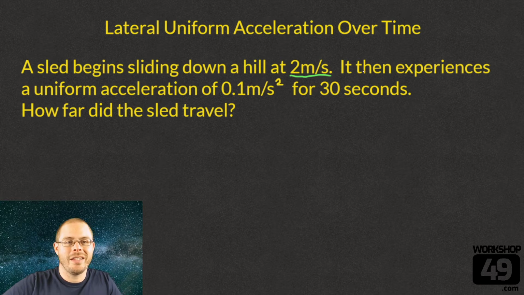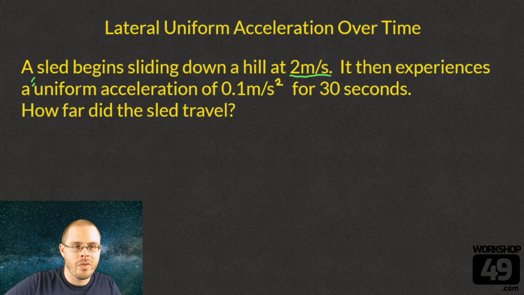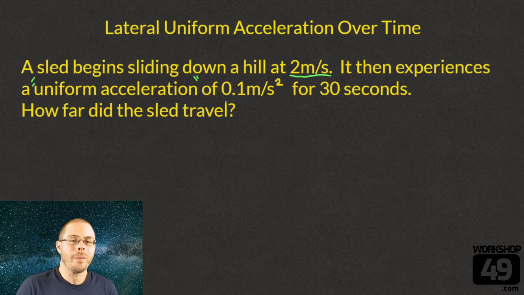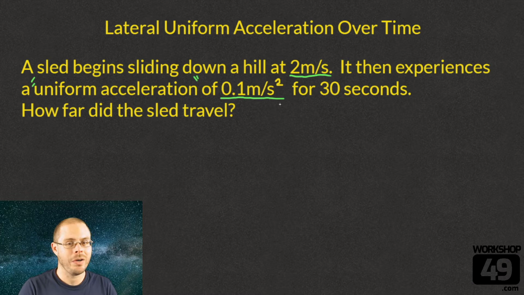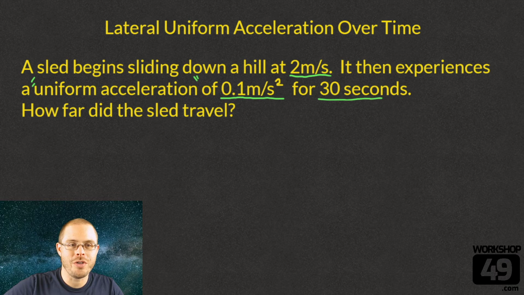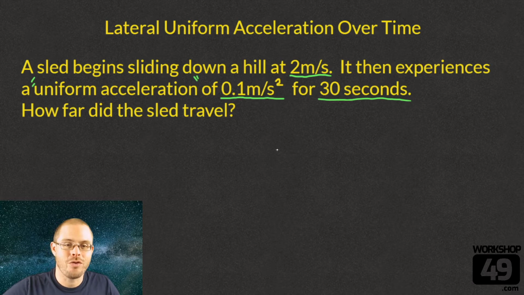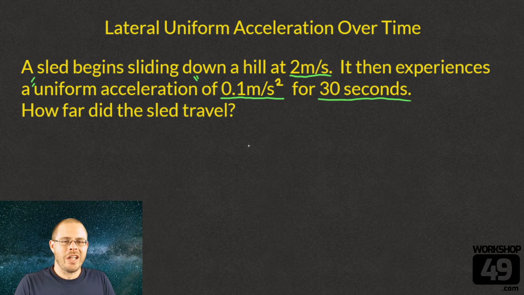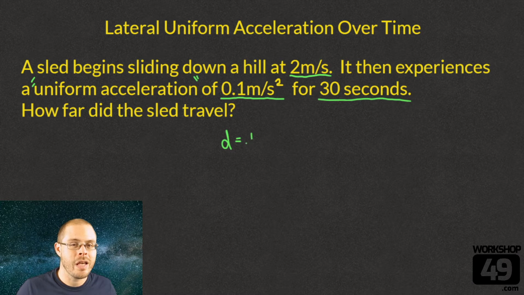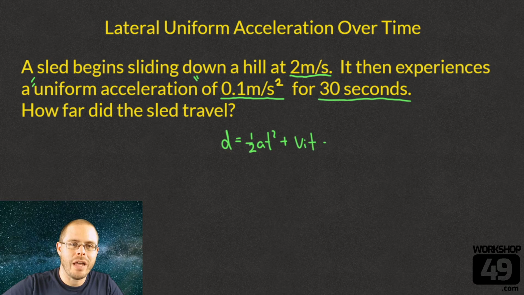So a sled begins sliding down a hill at 2 meters per second. It then experiences a uniform acceleration, that's the big flag there, of 0.1 meters per second squared for 30 seconds. How far did the sled travel? Now, I see a lot of students try this in different ways, but you can actually treat this like dropping a rock down a well, because we'll use the equation d equals 1 half at squared plus vit plus di.